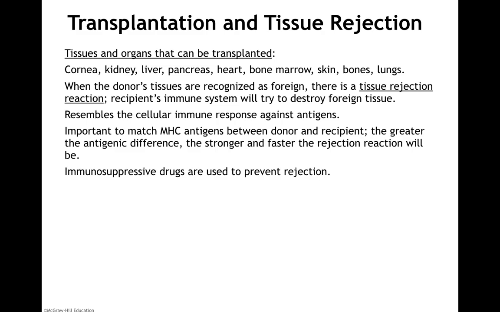For that reason, it's important to match the antigens between the donor and the recipient, and some of the important antigens include that MHC group of antigens, the major histocompatibility complex antigens, and that's really what the name histocompatibility refers to. The stronger or more different they are, the stronger and faster the reaction will be. We can use immunosuppressive drugs to prevent rejections. Those immunosuppressive drugs, except in the case of bone marrow, have to be given for the rest of the life of the patient who receives the transplant.